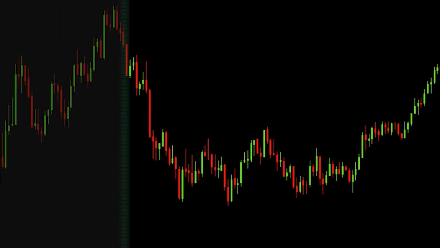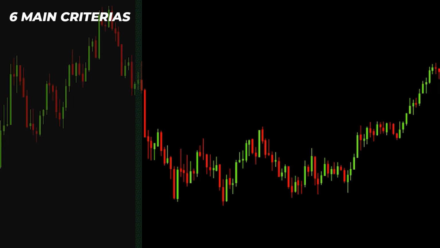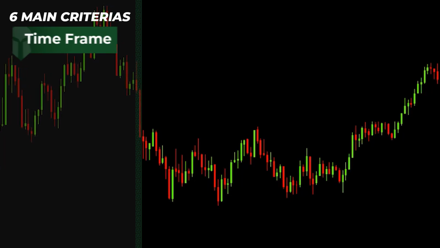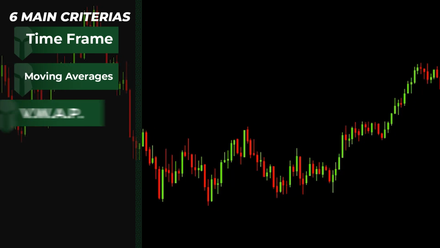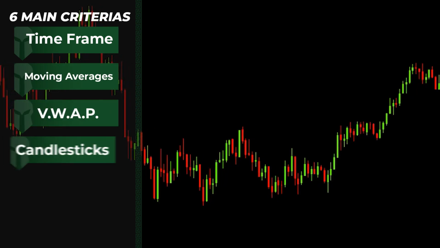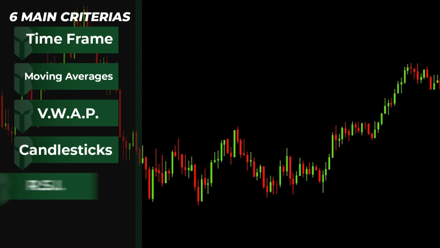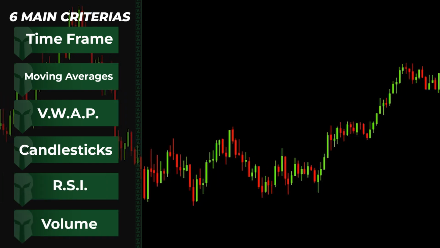There are 6 main criteria we are going to use today. Number 1 is time frame. Number 2 is moving averages. Number 3 is VWAP. Number 4 are candlesticks. Number 5 is RSI. Number 6 is volume.